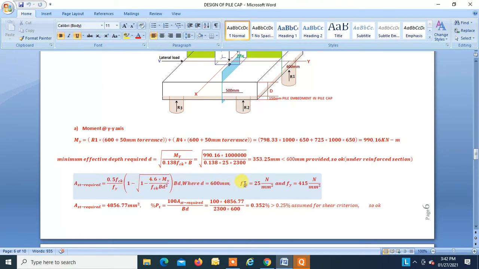Our d is 600, fck is 25, fy is 415. So Ast required is found to be 4856.77 square mm. The corresponding percentage of steel is 0.352. We had assumed 0.25% steel in the case of one-way shear for assuming the effective depth, but we are going to provide more than 0.25, that is 0.352, so it's okay and safe.